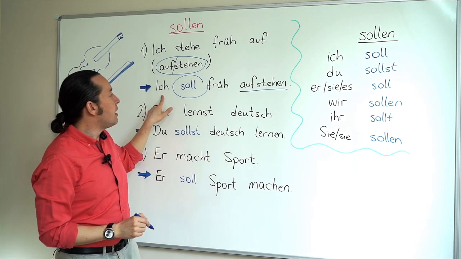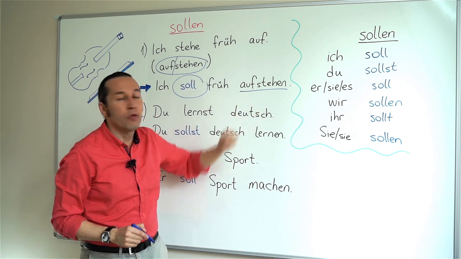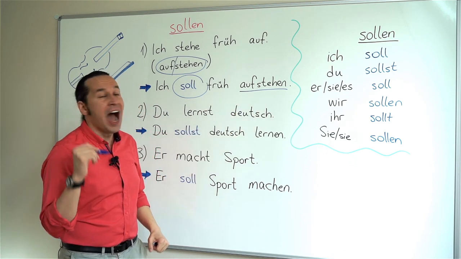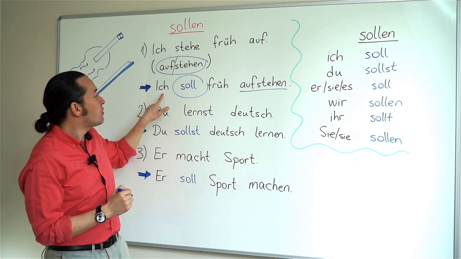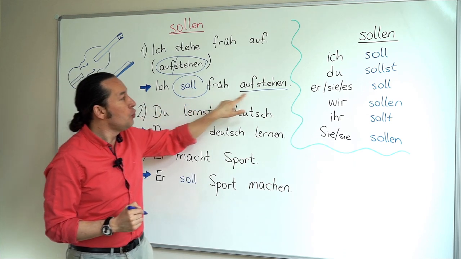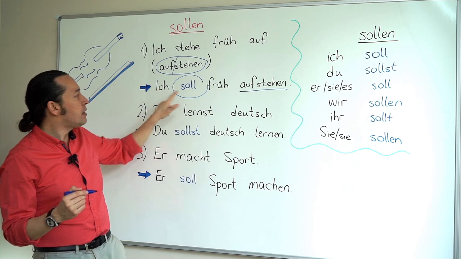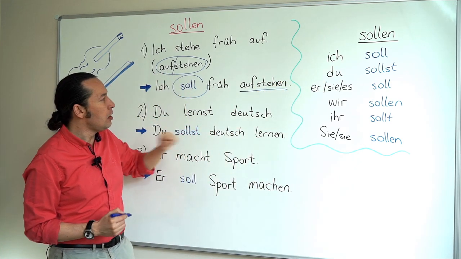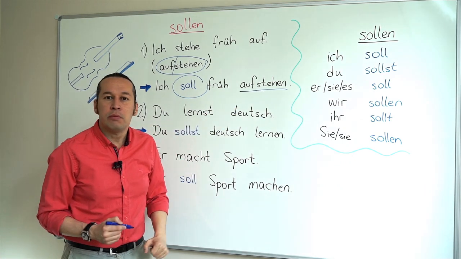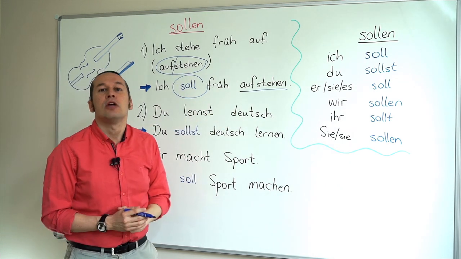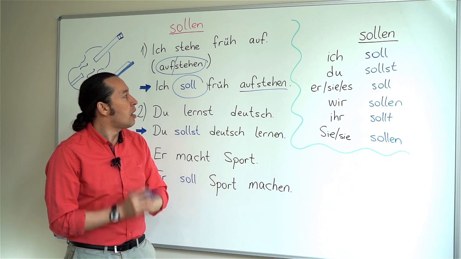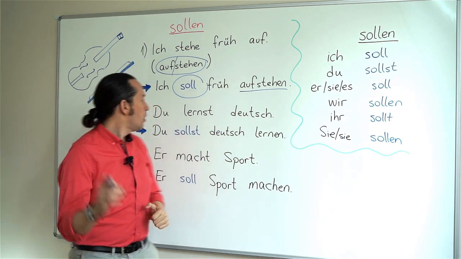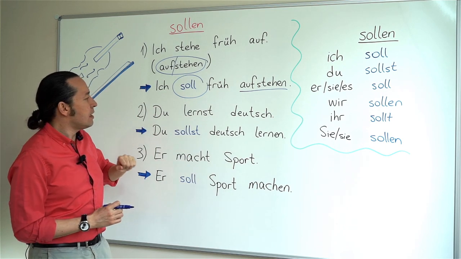So I'll say, ich soll früh aufstehen. I should wake up early. So I should wake up early stands for ich soll früh aufstehen. I conjugated sollen for the ich form, ich soll, and this remains the same, which is aufstehen, to wake up. I should wake up early. Ich soll früh aufstehen.